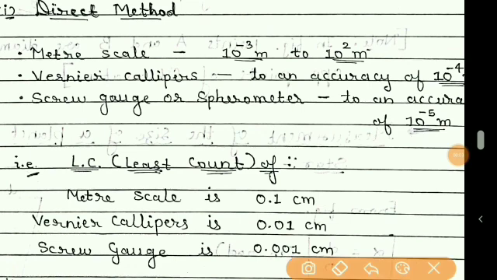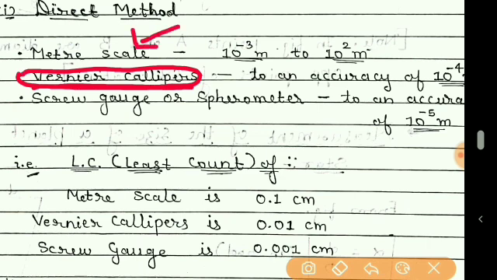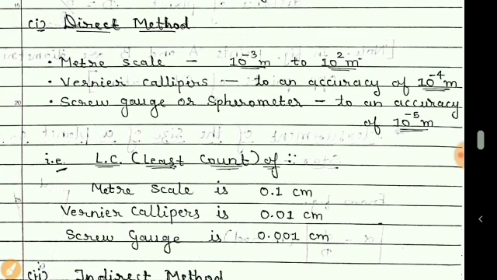Next is about Vernier calipers. Even this instrument measures length. Now students, why do we need Vernier calipers? Because as I told earlier, with the help of a meter scale we can measure a minimum length of about 10 raised to minus 3 meter, that is 1 mm only. But if a measurement smaller than this is required, then some other instrument is needed.